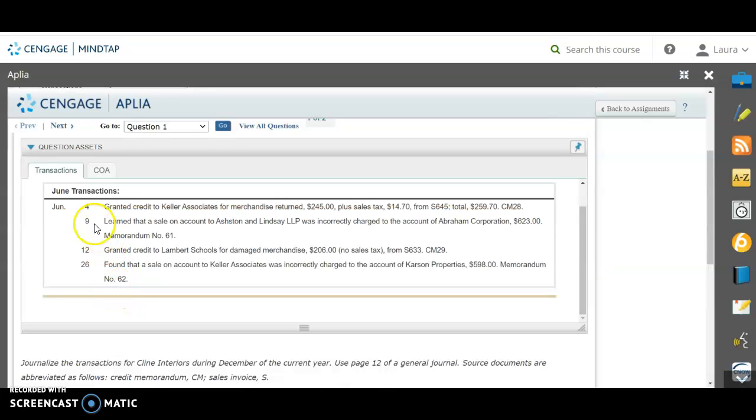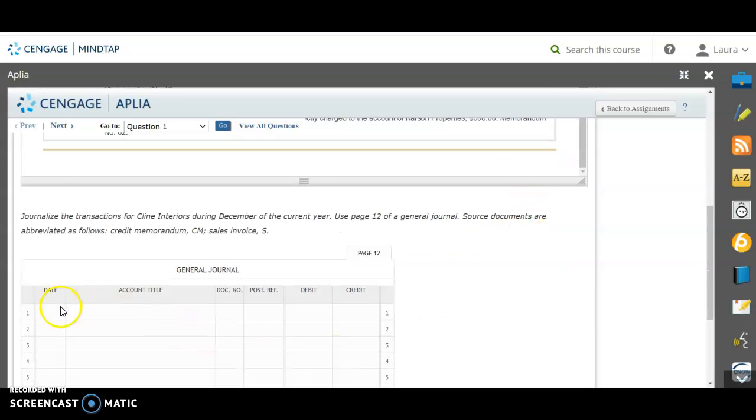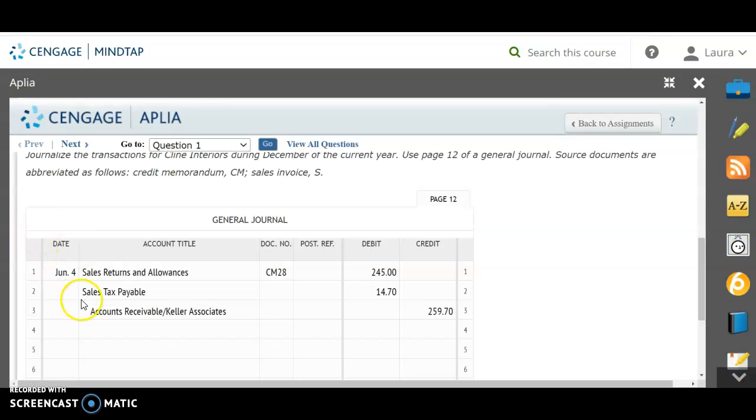The first one is June 4th, granted credit to Keller Associates for merchandise returned $245 plus sales tax of $14.70 for a total of $259.70. Credit memorandum number 28. So this is the completed transaction. We have June 4th as the date. Sales returns and allowances are debit. CM28 is our document number.